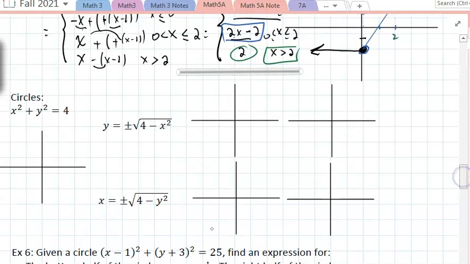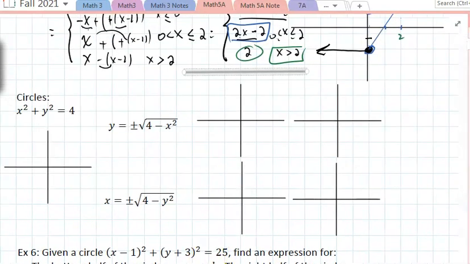A circle. A circle is very simple to graph. You go to the center and you move 2 units to the right, 2 units to the left, 2 units up, 2 units down. Connect that with a smooth curve, and there comes your circle.